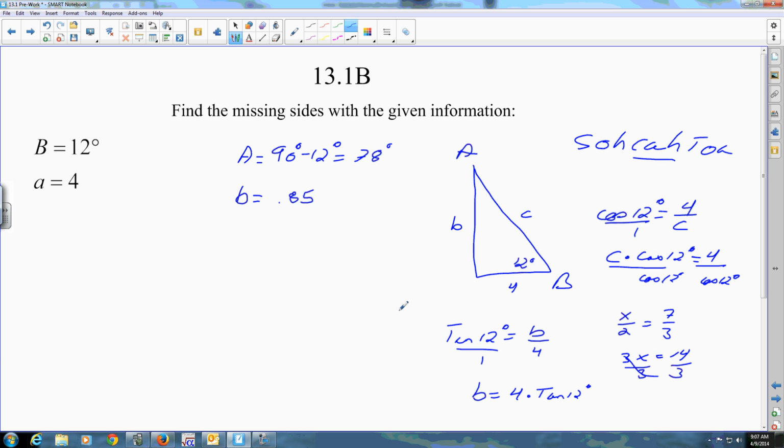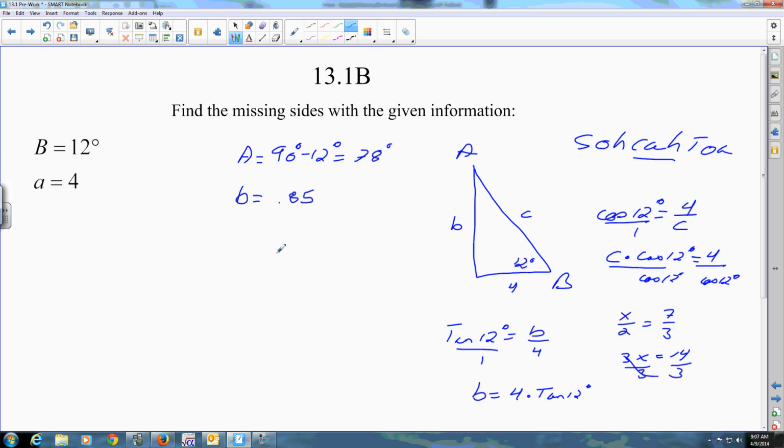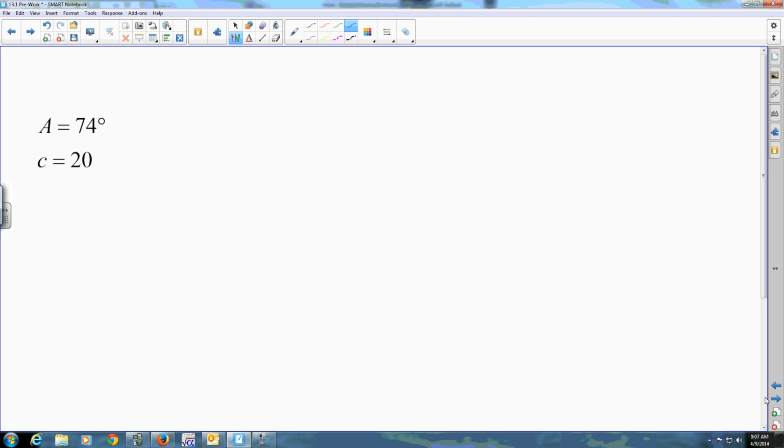So 4 divided by cosine of 12 is what I need to type in next. And you get about 4.09. So C is about 4.09. And that found all the missing pieces of your triangle. So let's try the next one.